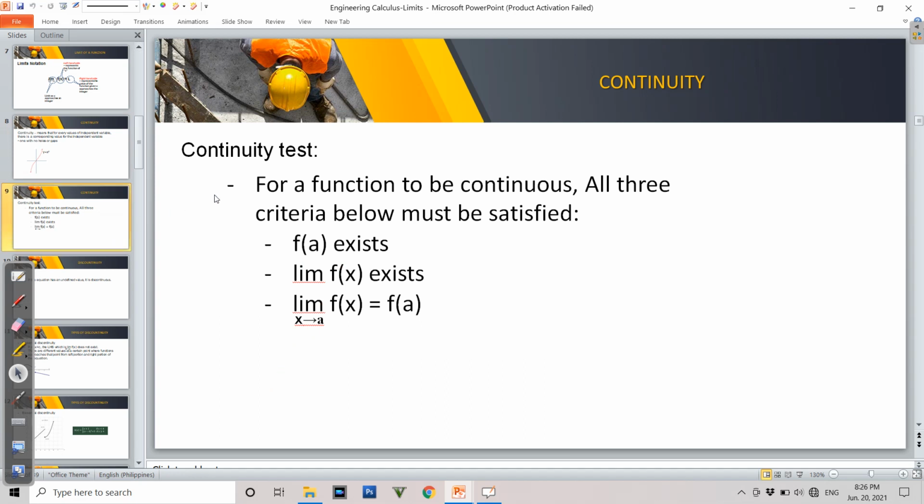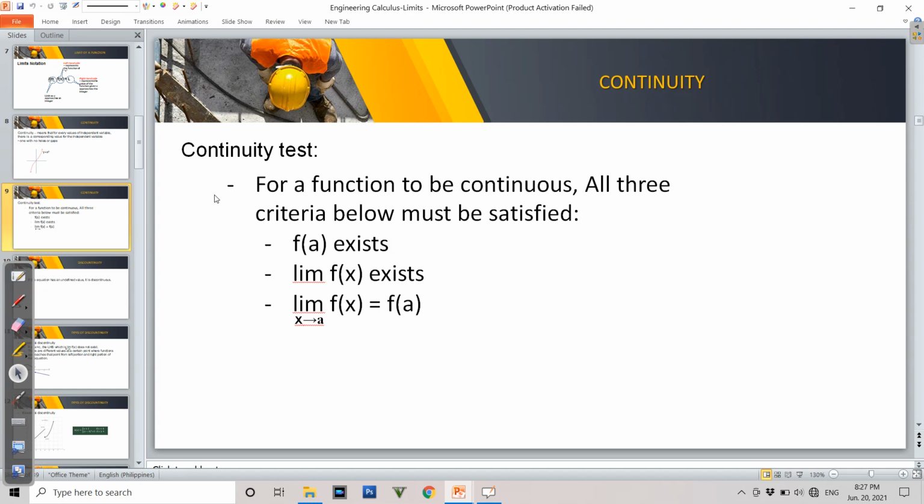So for continuity, we can check whether our equation is continuous or not. In short, the three criteria must be satisfied. Otherwise, if one cannot be complied with, therefore your function is not continuous. Number one, the function of a should exist, and then the limit of the function of x also exists, and then the limit as x approaches an integer of the function of x is equal to the function of that integer.